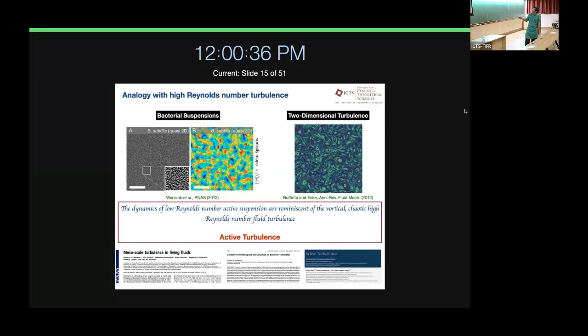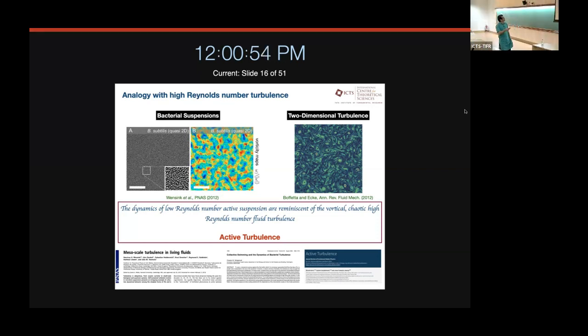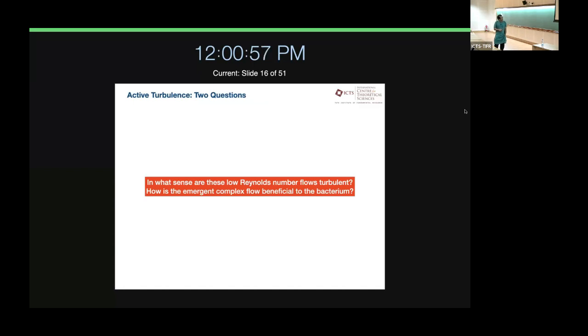Formally, they resemble what you would see from a two-dimensional high Reynolds number, inertial flow, without living creatures. They all look the same, but do they look the same at a superficial level, or is there some truth to this? And should high Reynolds number be considered sacrosanct as far as turbulence is concerned? So the two questions that I'm going to ask, the second question only marginally in this meeting. The first question is, in what sense are these low Reynolds number living fluids truly turbulent? And which is perhaps a more important question to the poor bacterium itself, how does the emergent complex flow benefit the bacteria, which is at the heart of it?